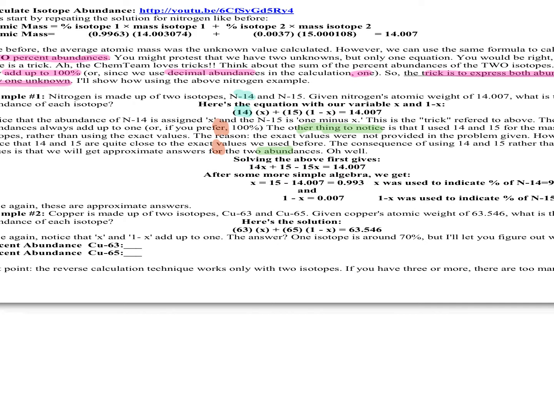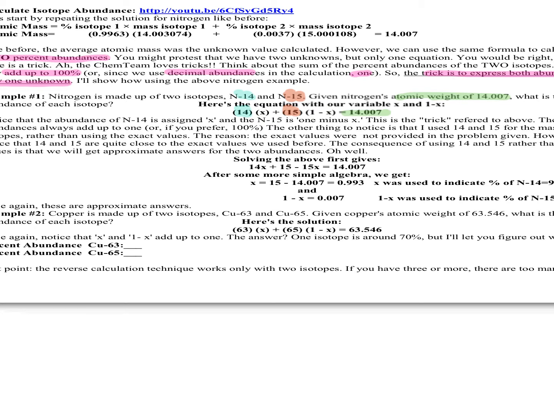So instead of placing X and Y as two variables, the two variables add up to 100. So we have X as the percent of 14. We know it will be the percent of 14 because we've written it with the 14 mass times the percent, plus 15 times its percent. Well, its percent will just be the rest of the percent, right? The two percents together are going to add up to 100. So you plug in X here and 1 minus X here.